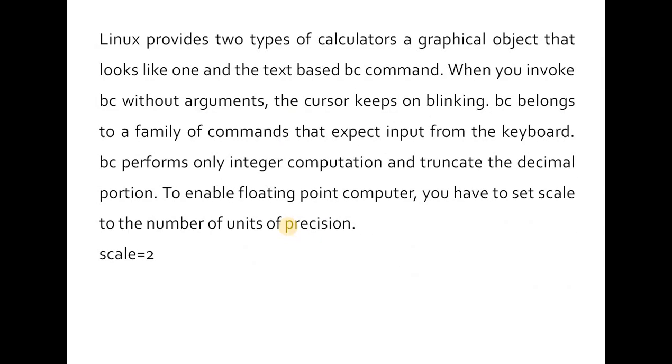Linux provides two types of calculators, a graphical object that looks like one and the text-based bc command. When you invoke bc without arguments, the cursor keeps on blinking. bc belongs to a family of commands that expect input from the keyboard. bc performs only integer computation and truncates the decimal portion. To enable floating point computation, you have to set scale to the number of digits of precision.